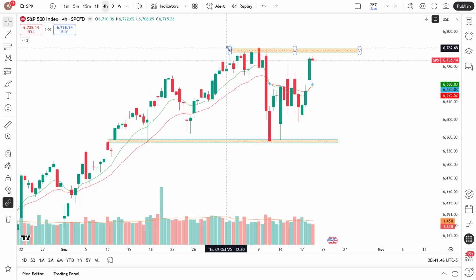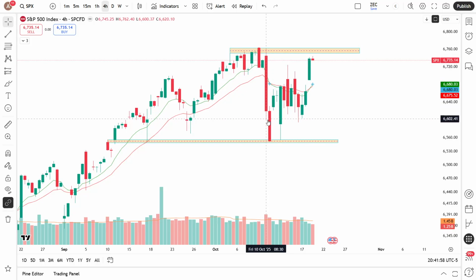Likewise over here in the opposite sense, this is resistance. So price went into here, broke down, went back in, broke down, went back in, broke down, tried another time, failed hard, and then went all the way back down to the lower support resistance area at 6555, 6553 to be exact.